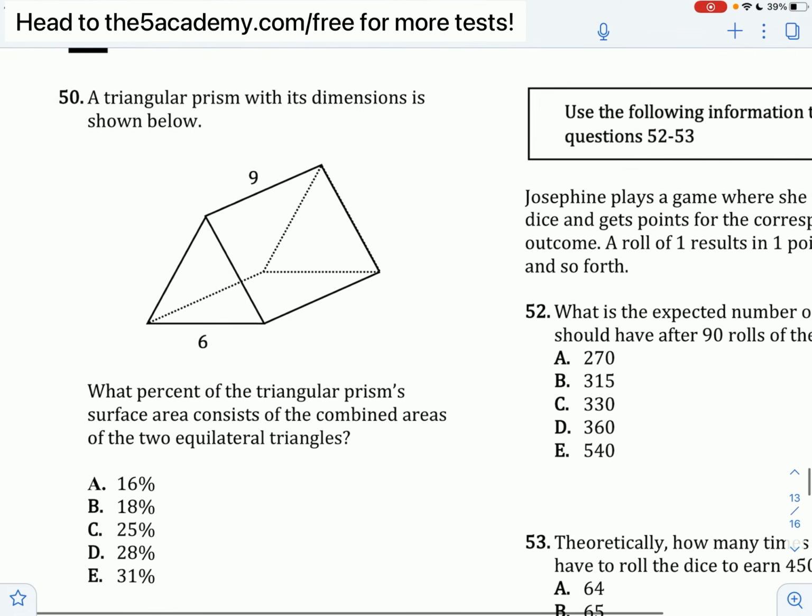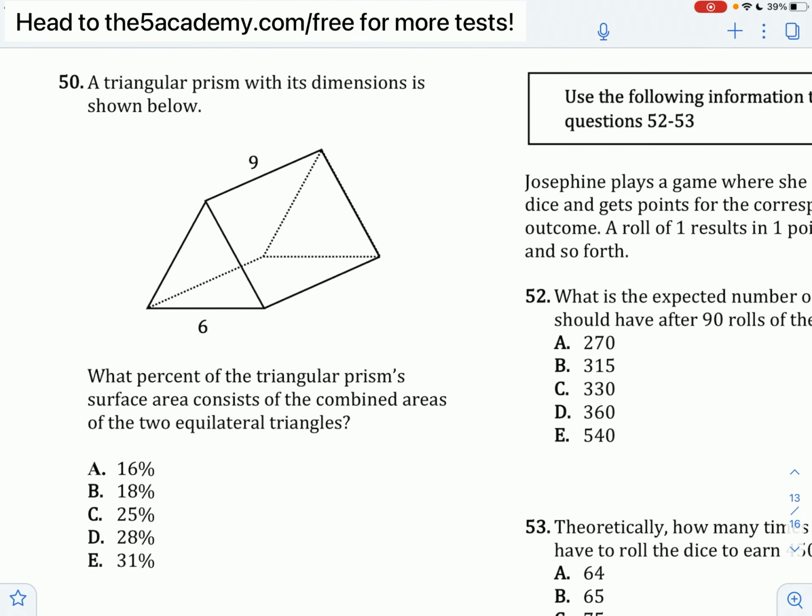Our triangular prism with its dimensions is shown below. What percent of this triangular prism's surface area consists of the combined areas of the two equilateral triangles? So we need to find the area of the two equilateral triangles and the area of these rectangular faces. If we know that they're equilateral triangles, then all of these triangular sides should be 6, which means that this rectangle is just a 9 by 6, and we have 3 of them.